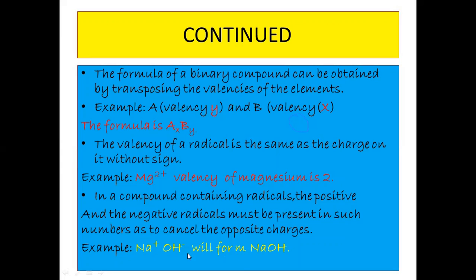And here the charge on OH is negative, that is -1. So +1 is going to cancel with -1, and both of them are going to form the compound sodium hydroxide. So in a compound that has radicals, they should be present in such a manner that the negative charge cancels with the positive charge and the relevant compound is formed. So this was about compounds containing radicals.